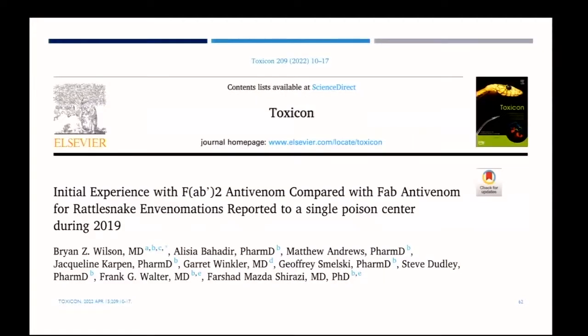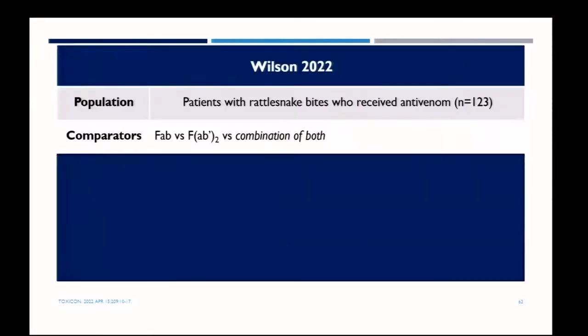And then lastly, we'll talk about the initial experience with Fab2 anti-venom compared with Fab anti-venom for rattlesnake envenomations, reported to a single poison center during 2019 by Wilson and colleagues. That was published in 2022. They looked at 123 patients with rattlesnake bites who received anti-venom. Their comparator groups were Fab versus Fab2 versus a combination of both. In their statistical analysis, they didn't include any comparisons with patients who received both products because of a low sample size.